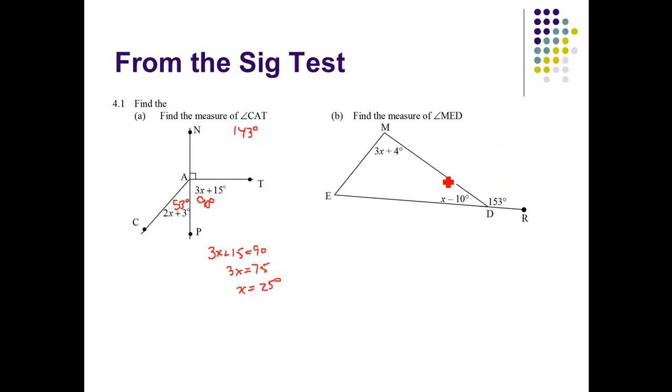So again, look at what you have for your information. These two form a straight angle, or they're a linear pair. So you have to remember when you put these together, it's x minus 10 plus 153 is equal to 180. So you're not setting those equal to each other. That was a common mistake that was made. So x plus 143 equals 180. x is going to equal, when I subtract 143 from 180, I'm going to get 37.